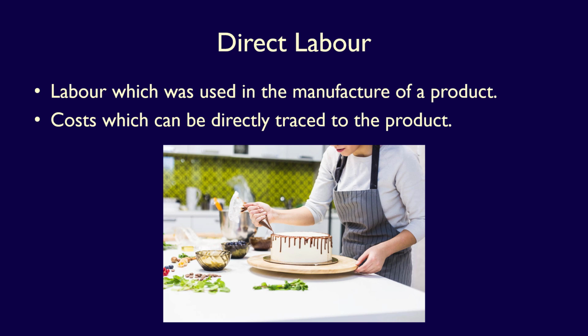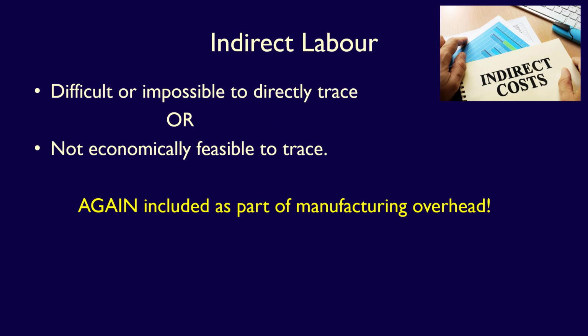Direct labor is the second category, made up of the cost of labor which can be directly traced to the production of a product. These are often called touch costs because the direct labor touches the product when it's being produced. Similar to indirect materials, indirect labor either cannot be directly traced to the product or the cost is too small and it's not worth tracing. Indirect labor is also part of manufacturing overhead, the third category of manufacturing costs.